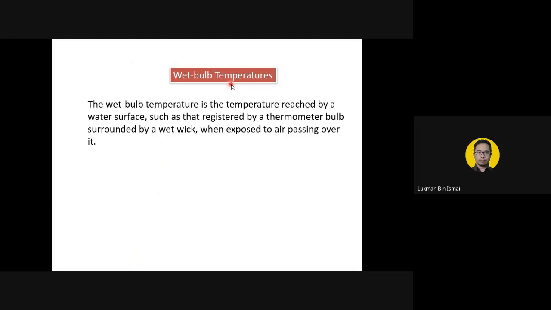And wet bulb temperature. What does it mean by the wet bulb temperature? It is the temperature reached by a water surface, such as that registered by a thermometer bulb surrounded by a wet wick when exposed to air passing over it. So when you have a thermometer bulb and you cover it with a wet wick of water, that temperature we call the wet bulb temperature.